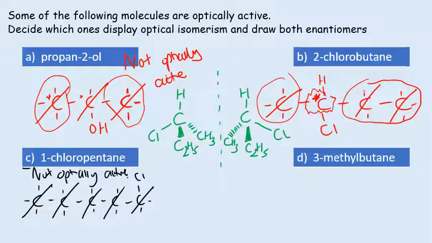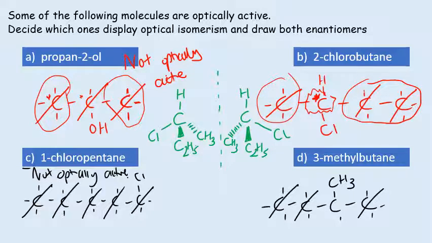Right, finally 3-methylbutane. 1, 2, 3, 4. 3-methyl, there's a methyl here. I'm not going to draw all of the H's on again. Not chiral, not chiral, not chiral. This one is looking promising. Yes, this is chiral. It's got a CH3, it's got an H, a CH3. Oh, hang on a minute, it's not chiral. It's got two CH3 groups. See, almost caught me out there. Doesn't have a chiral carbon. So this one is not optically active either.